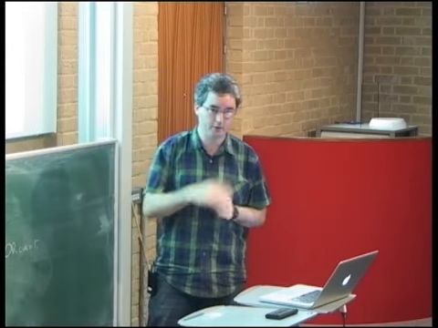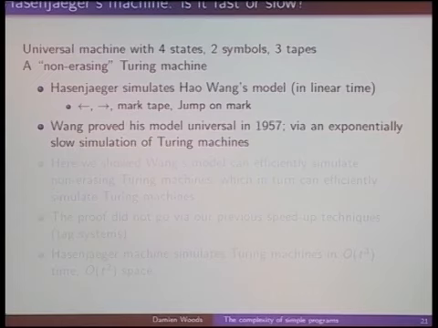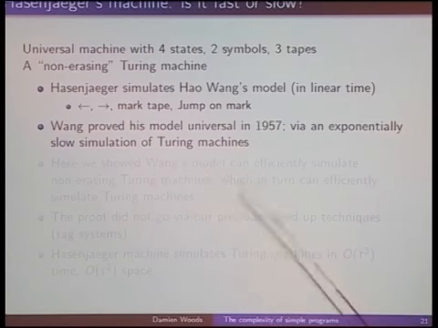So myself and Turlock and Niall have been visiting here for the last week with Rainer, looking at this machine. And so what did we learn? We learned that Hasenjaeger's machine simulates a model by Hao Wang. And this is how Hasenjaeger knows his machine is universal, because Wang showed that his machine is universal.